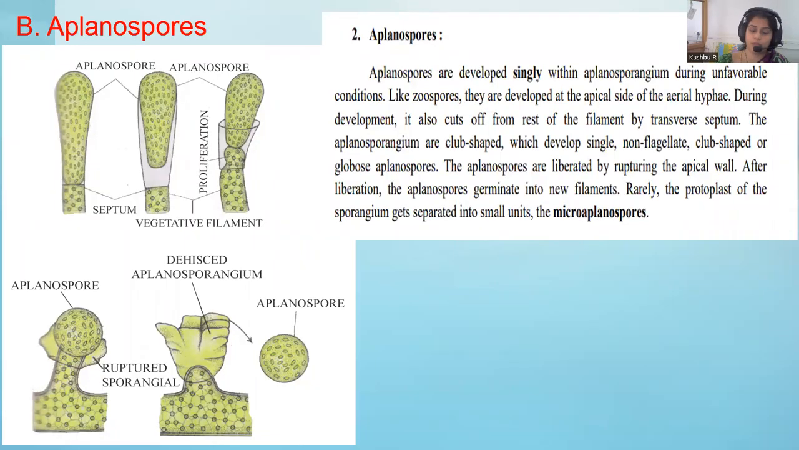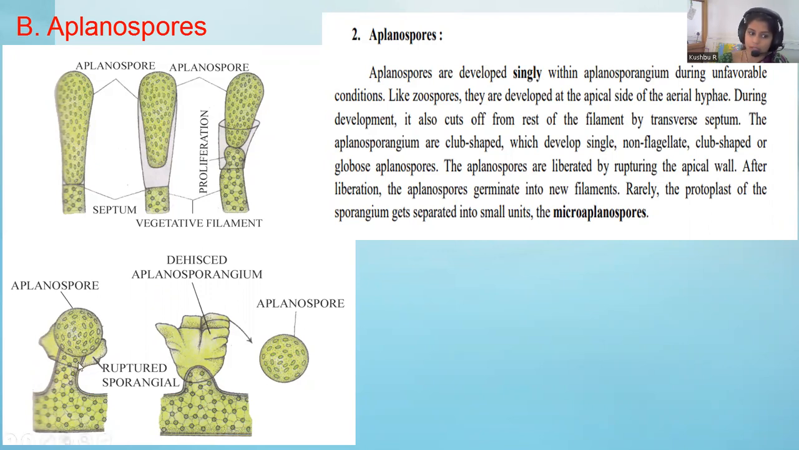Speaking about aplanospores, another name for aplanospores is resting spores or dormant spores, because they are generally formed in unfavorable conditions. Just like zoospores are produced inside zoosporangium, we have aplanospores produced inside aplanosporangium. This also occurs in the tip of the main axis, where first there will be septum formation, bulging up of the tip, and maturation of the tip, which will later become a mature spore, gets liberated from the parent thalli, and becomes a new individual.